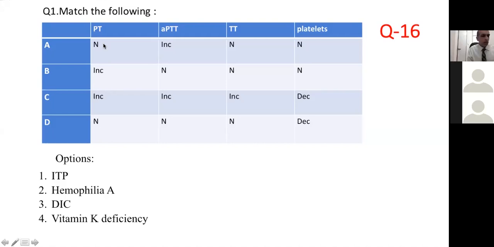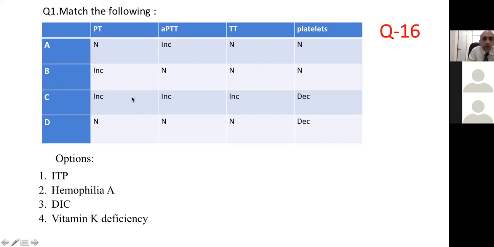So this is an easy one. You know that in ITP, everything is normal. I'm not getting answers from you. So in ITP, everything is usually normal. Platelets will be decreased, but PT, APTT, TT, all the coagulation tests will be normal. So that is ITP. Hemophilia A will have prolonged APTT, but TT and everything else will be normal. So ITP is D, you're right, and hemophilia A is A because you have prolonged APTT.